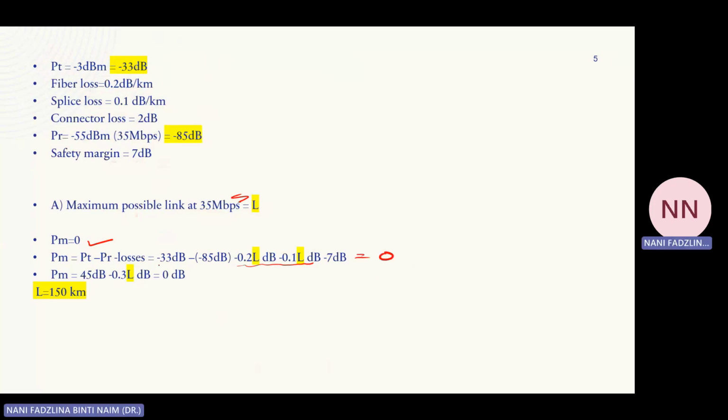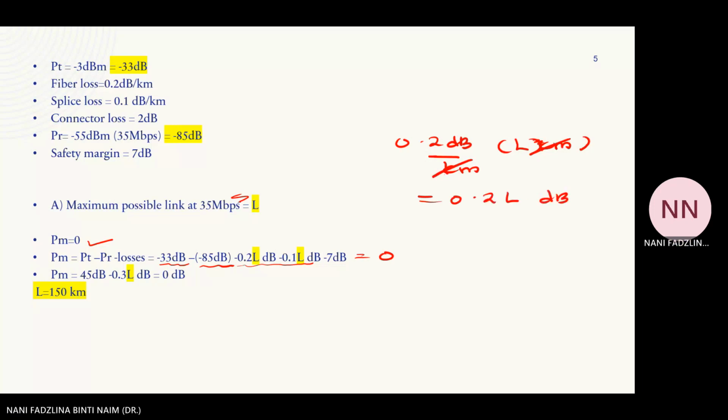This is the power transmit, negative 33 dB. This is the power received. This is the fiber loss. You can see the fiber loss is 0.2 dB per kilometer. If I multiply this with the L value, which is in kilometer, the kilometer and kilometer will cancel. So I will get 0.2 L, and the unit must be in dB. That's how I get my 0.2 L, the fiber loss. The same goes for the splice loss, 0.1 L dB, because L is in kilometer.